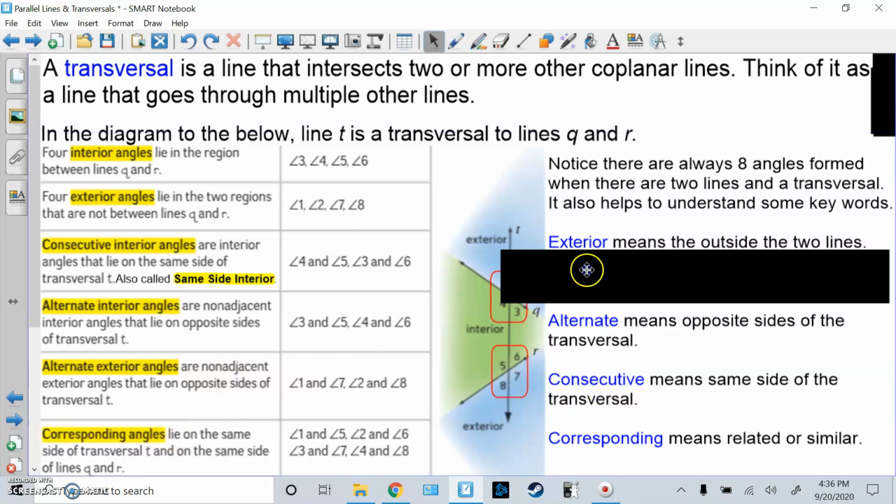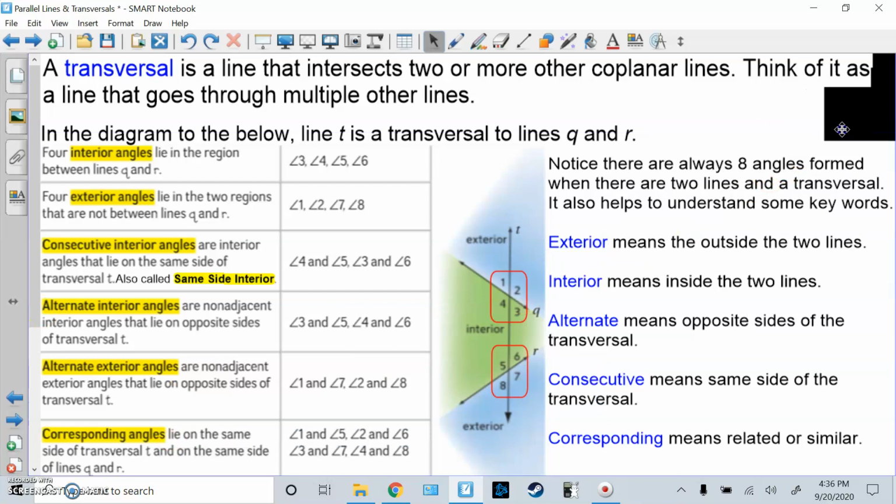Alright, then last we have corresponding. They lie on the same side of the transversal and on the same side of Q and R. So corresponding, the easiest way to explain it is to think of these as cars. So this transversal is the road they're traveling on. Let's say they're driving upwards. Corresponding means the same seat, but in a different car. So 1 and 5 are corresponding because they're the drivers of each car. 2 and 6 are corresponding because they're the front right passenger. 4 and 8 are corresponding because they're behind the driver. Then 3 and 7 are corresponding because they're behind the passenger. So those are back right, back right. So think of it as same seats in different cars.